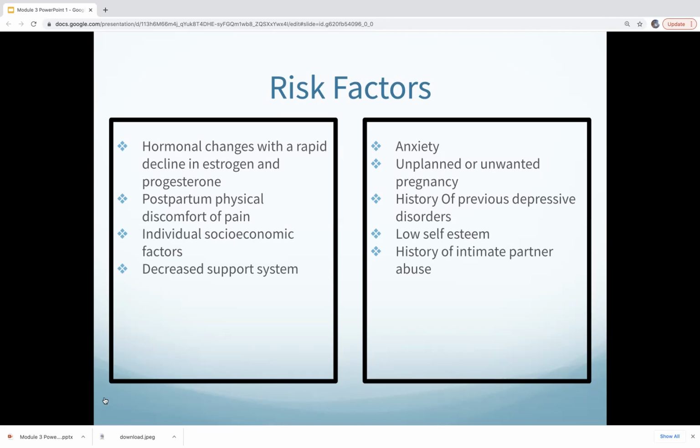I think of deployed personnel and people in the military who are moved to the other ends of the world, maybe even in other countries, in Japan or Australia, over in Hawaii, with families in Pennsylvania, New Jersey, New York. So they're alone in this whole thing, and their spouses are deployed, their spouses working, anxiety, unplanned or unwanted pregnancies, previous depressive disorders, low self-esteem, and history of intimate partner violence.